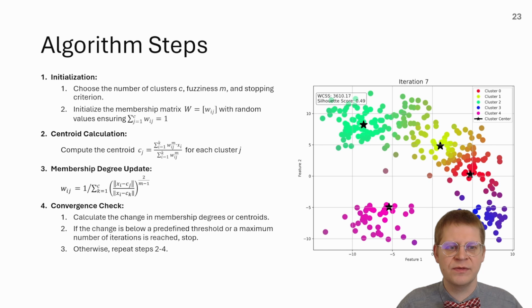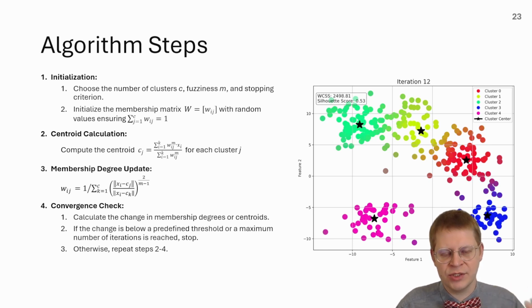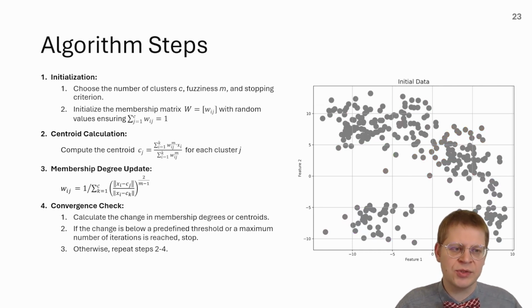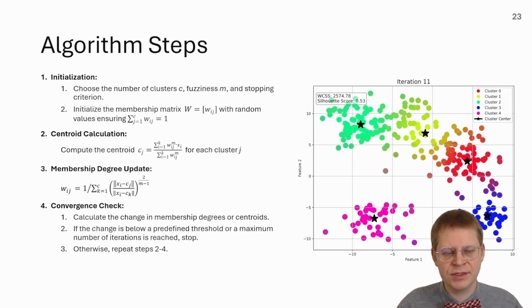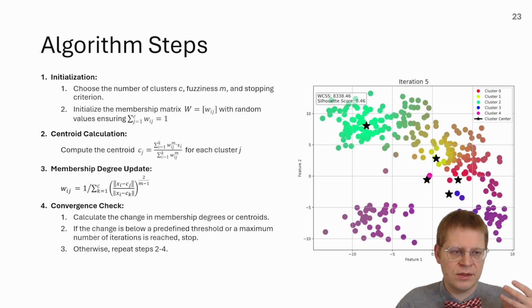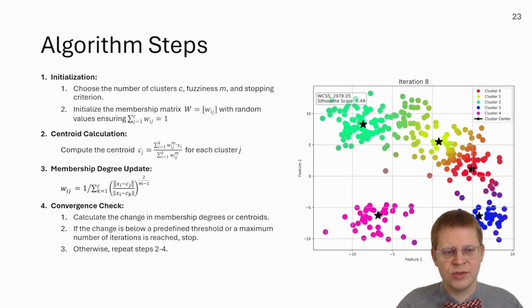First, we define the number of clusters, the fuzziness parameter, and the stopping criteria. The fuzziness parameter controls how soft the boundaries between clusters are. The higher values of m allow more overlap. Next, we initialize the membership matrix W, where each element represents the membership degree of point i in cluster j. The key here is that the sum of membership across all clusters for any data point is equal to 1.